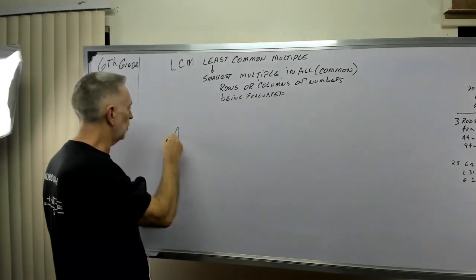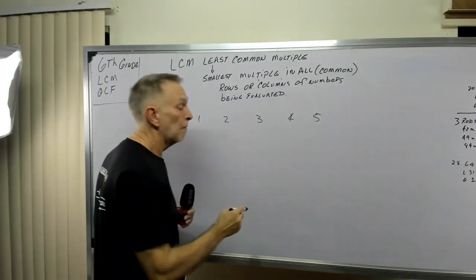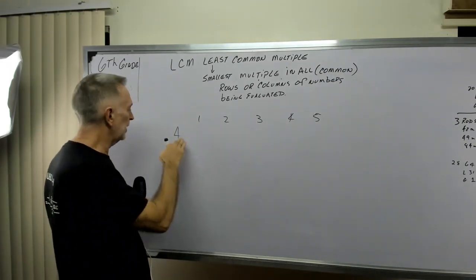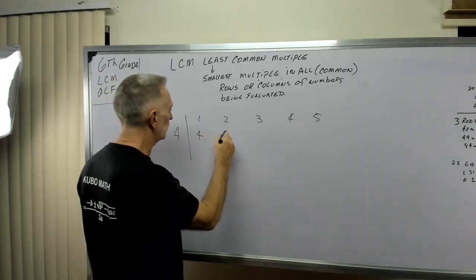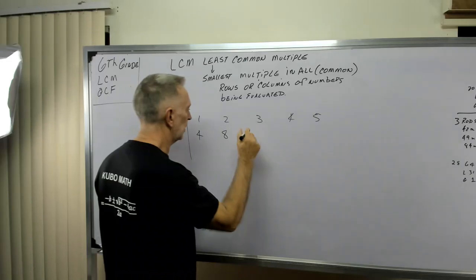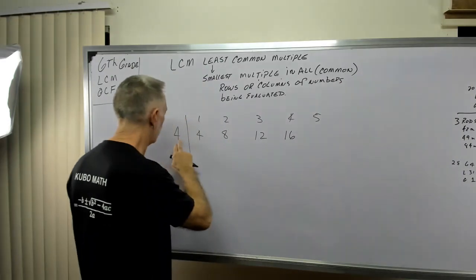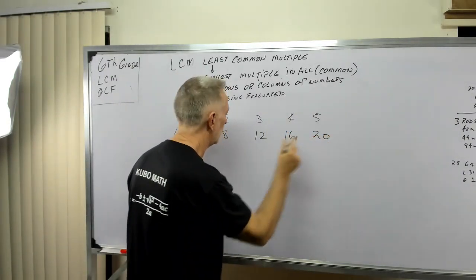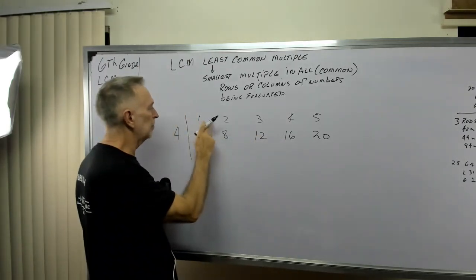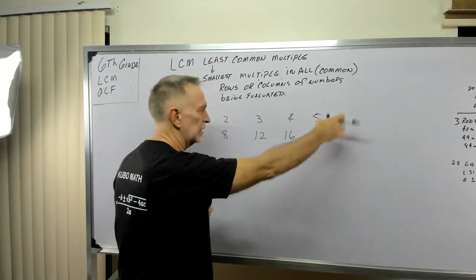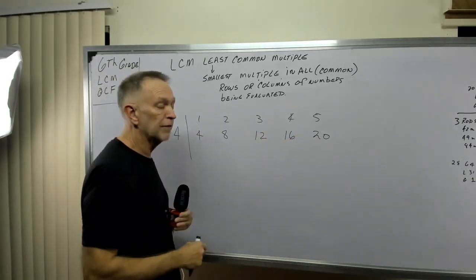For example, 4. Let's think about 1, 2, 3, 4, 5. Multiples of 4 would be 4 times 1 is 4, 4 times 2 is 8, 4 times 3 is 12, 4 times 4 is 16, 4 times 5 is 20. These are multiples of 4. I multiplied by an integer. And of course 6, 7, 8, 9, 10, just keep going. Those would be multiples of 4.